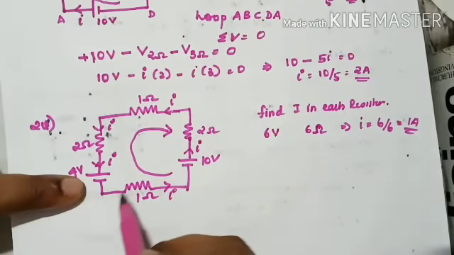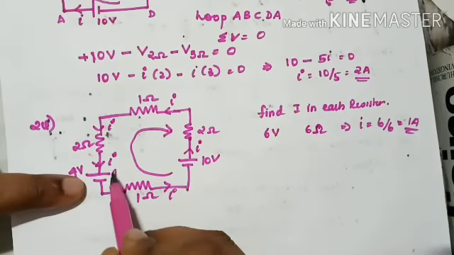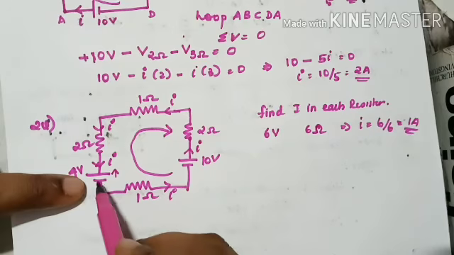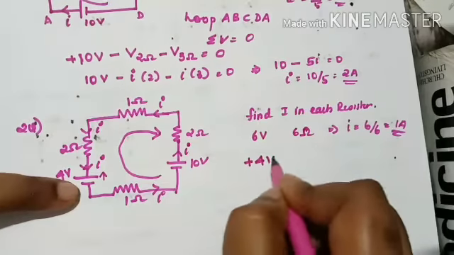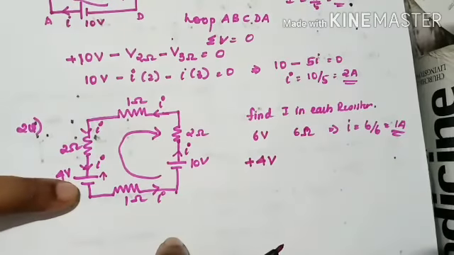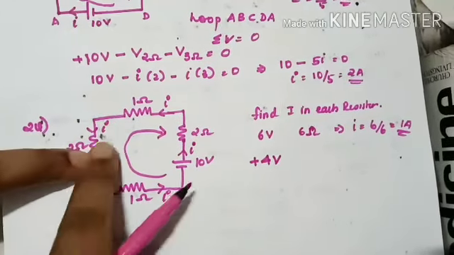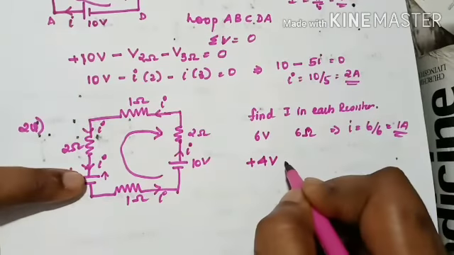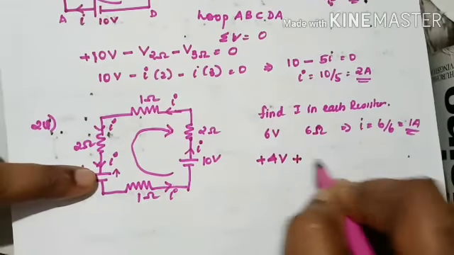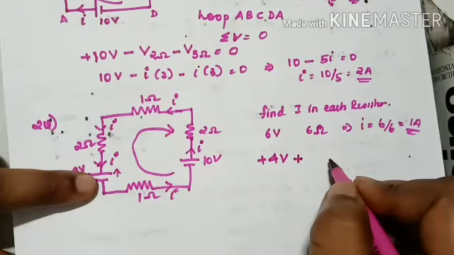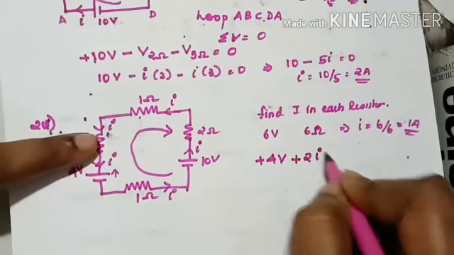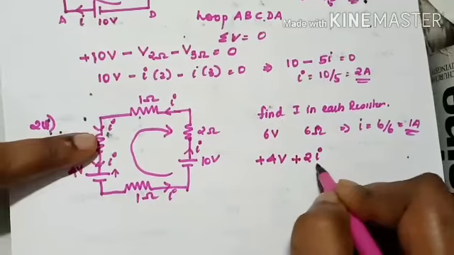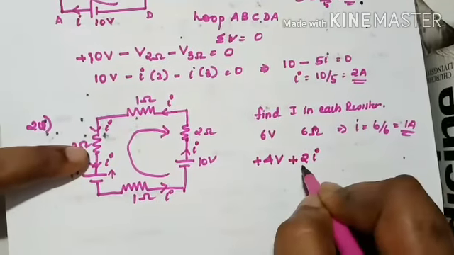Right, how am I moving? I am moving in this direction, that is I am moving from negative to positive. Negative to positive means plus 4. Clear? Now I am moving in this direction, but the current is in the opposite direction. That means it is minus or plus? It is plus. I am moving this direction, that is 2 into the current through it, which is I. V is equal to IR, I into R, right?